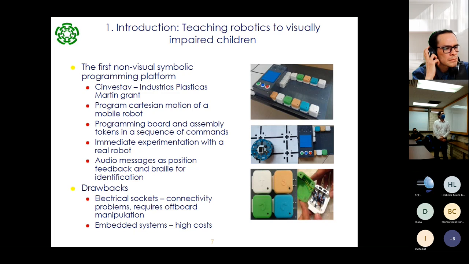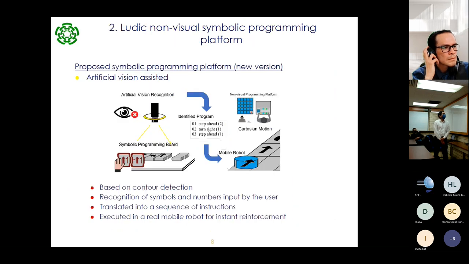However, it has some drawbacks due to the electrical sockets that caused common problems on connection and require awkward manipulation of every token, as you can see in the bottom image. Also, the need to have an embedded system inside every token causes a high cost of production, which is against one of its main objectives of being affordable.